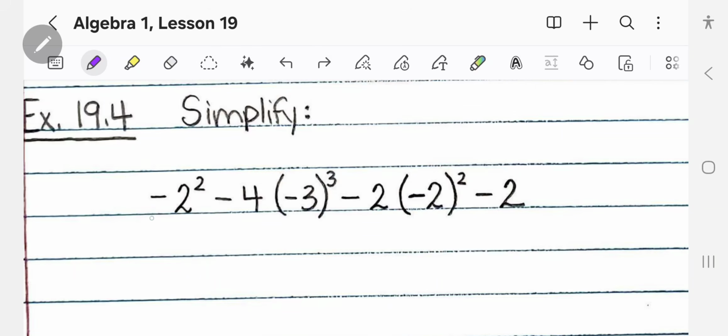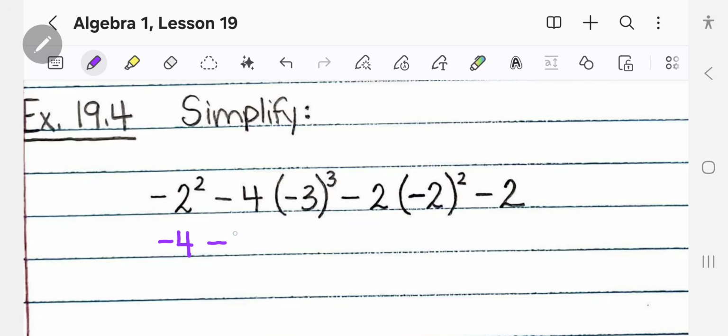So I'm going to go ahead and copy down this. Well, actually, no, let's do it here. Let's do all this together. All right, the negative is not part of the base. So it is not negative 2 times negative 2. It is 2 times 2, which is 4, right? And then I'm going to take the opposite of it. So that's negative 4, okay?